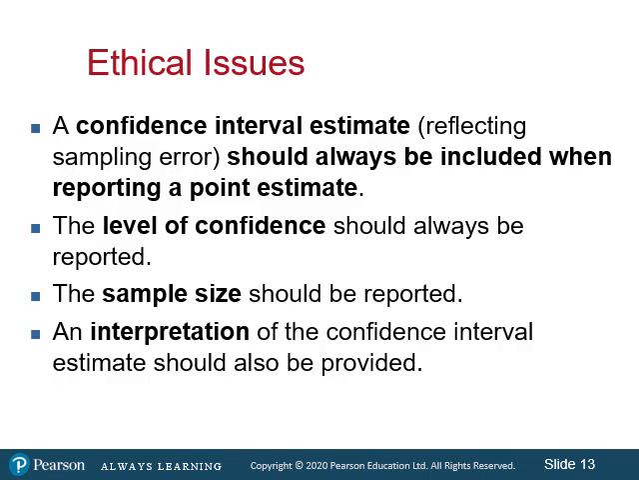So what are some of the ethical issues in the calculation of confidence interval? Confidence interval estimate should always be included when reporting a point estimate. The level of confidence should always be reported, 95%, 99%, or 90%. The sample size should also be reported, and an interpretation of the confidence interval estimate should also be provided. So how confident are you that the mu value will be within the lower limit and the upper limit?